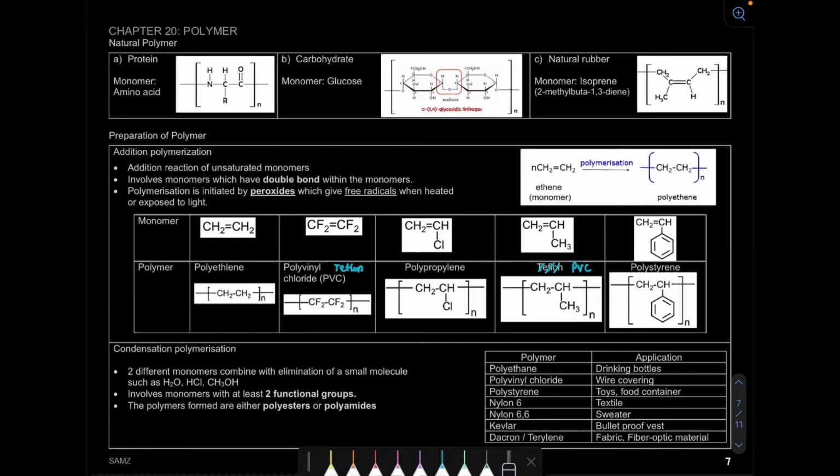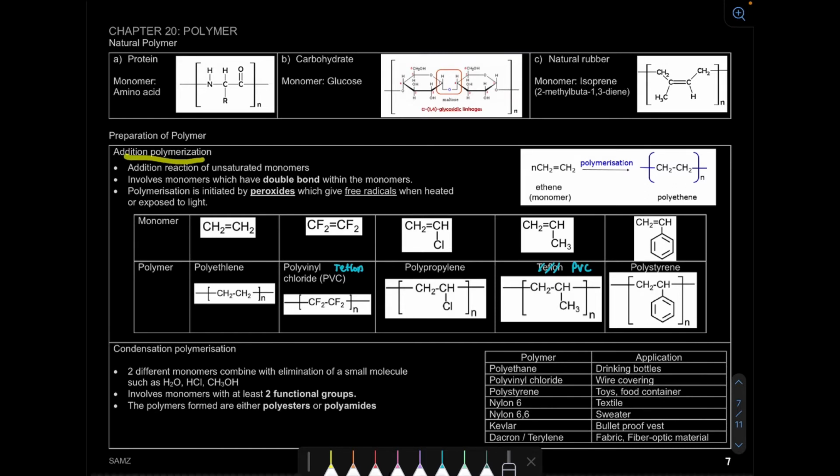Now we're going to look at the preparation of polymer. So preparation of polymer is usually the frequently asked question about this topic. Okay, so for the preparation of polymer, so there's two types. One is addition, second one is condensation polymerization. Okay, so how to differentiate these two? So I'm just gonna go yang ini general dulu lah.